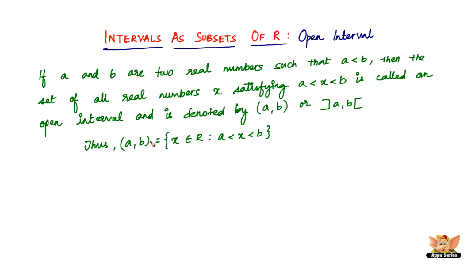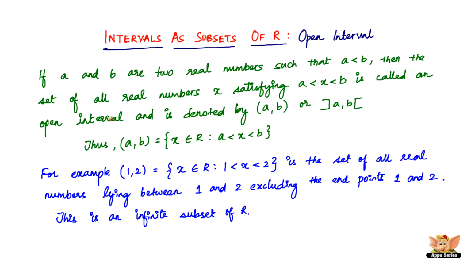Thus (a, b) equals x belongs to real numbers such that x is greater than a and less than b. The only difference between the closed interval and open interval is that x is strictly greater than a and less than b. It's not equal to A or equal to B. And the way it is written, (a, b) is written in between smaller brackets. That's all the difference. So let's quickly look into an example that's going to help us understand more of open interval.